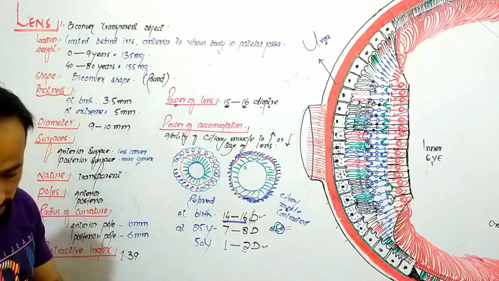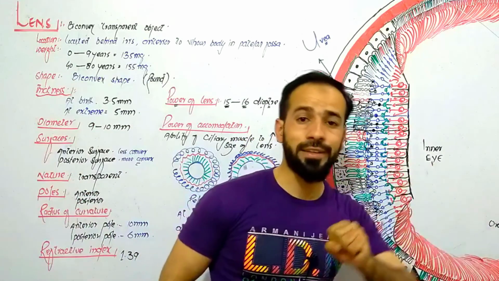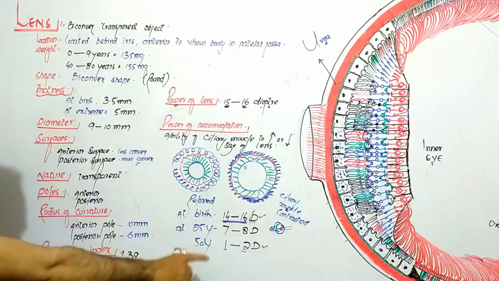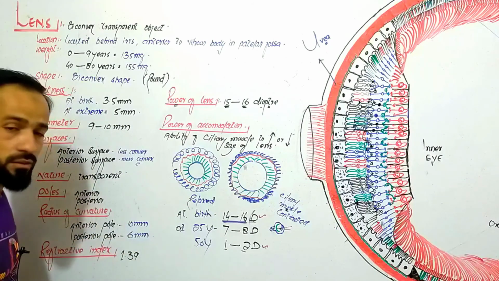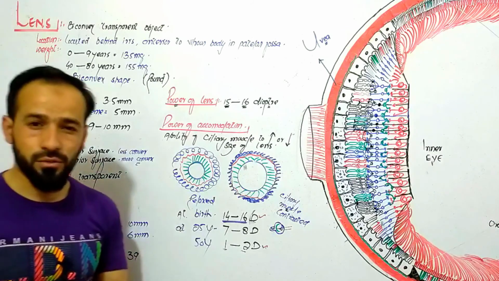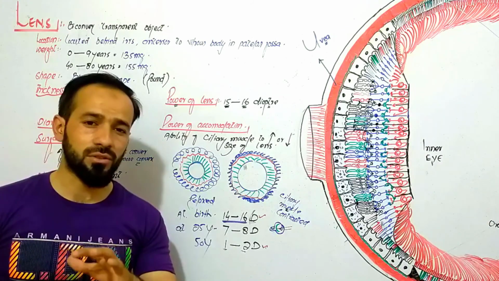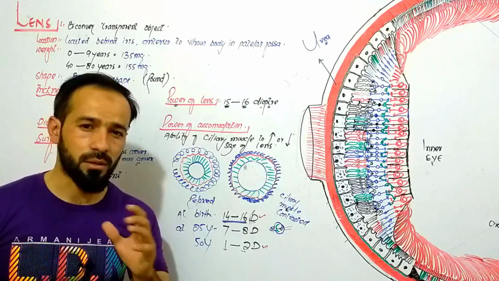So my dear friends, the next lecture will be about the structure of the lens. These were some basic points about the lens. I hope you have understood the basic things regarding your lens. The next lecture, see you there. We will discuss the structure and the fibers and the layers and everything about the lens.